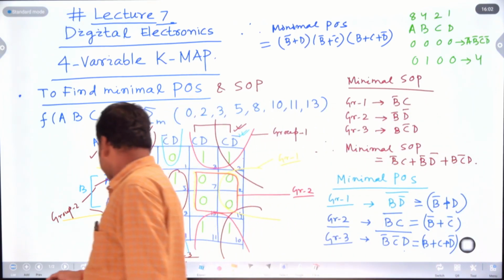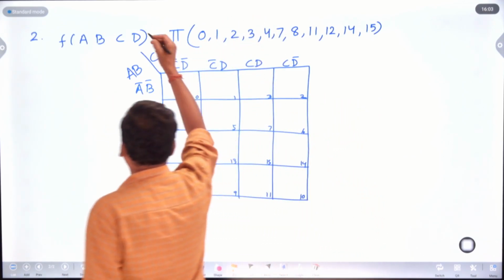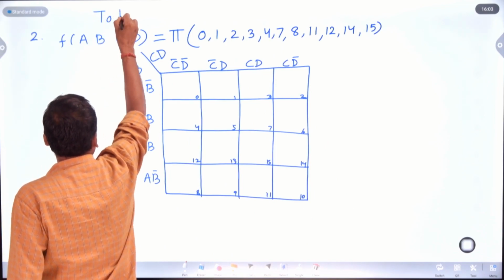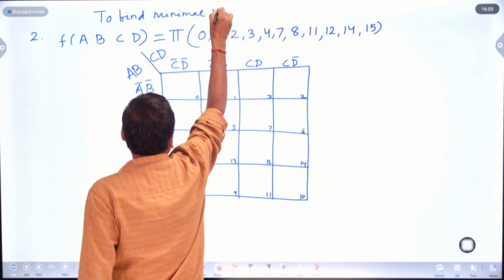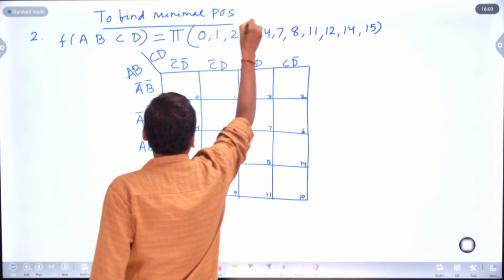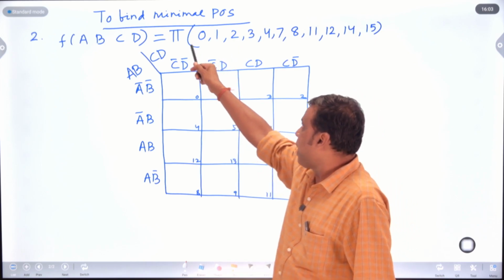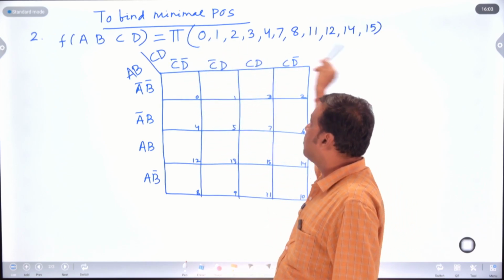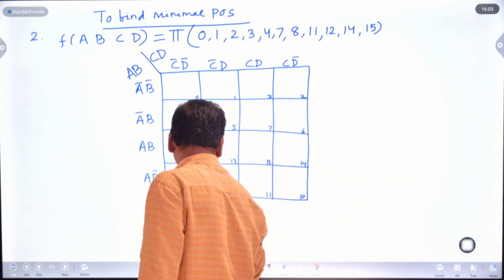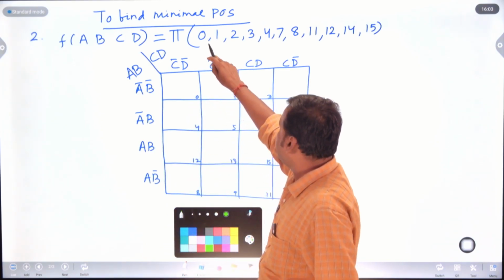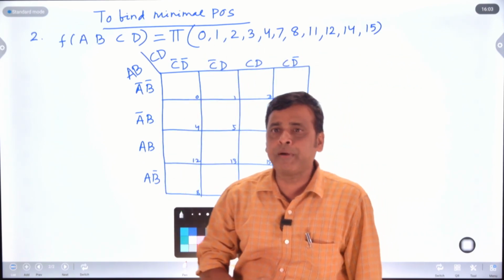Next example. Here we have to find the minimal POS. Minimal POS means what? Product of sums. Is the question giving minterms or maxterms? If Pi is given, meaning product of sums, the maxterms are given. A maxterm is represented by binary 0, so in the respective squares you have to put 0. So maxterms are represented by binary 0.